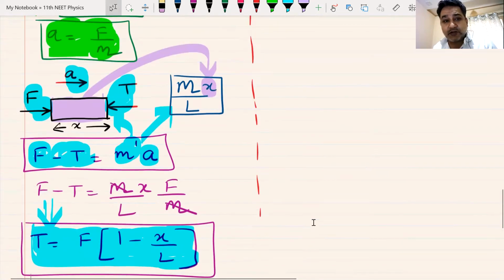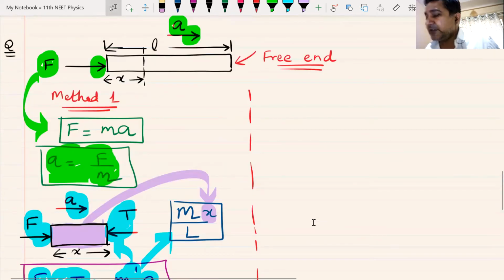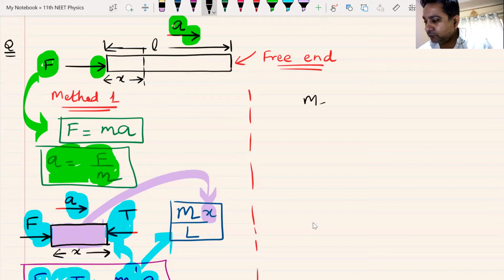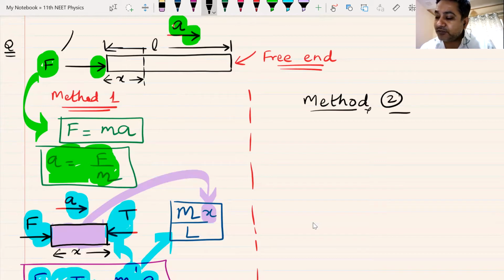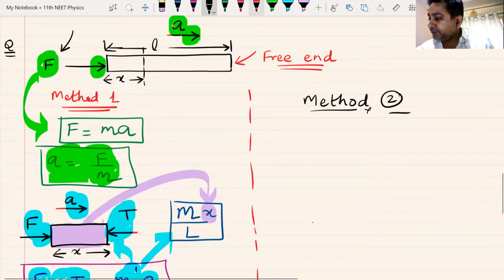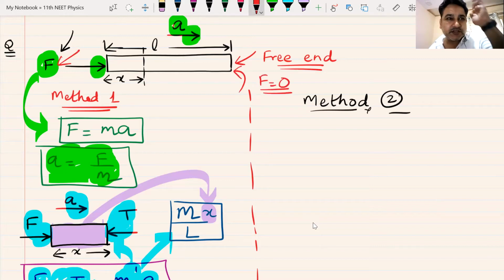Now, there's another way of doing the same question, and that is very simple. I will give you time to solve it by the second method. Now, what is the second method? I'll just tell you. Here the force is F. At this end, the force is 0. So it's a simple question. One end force is F. Another end force is 0.